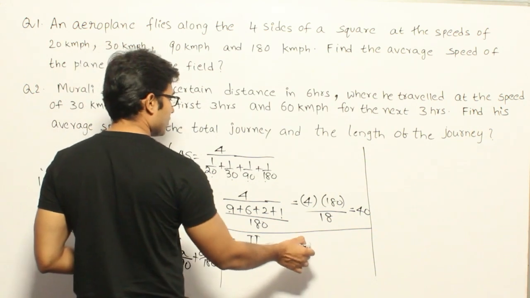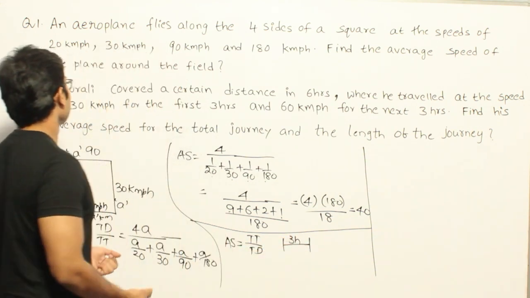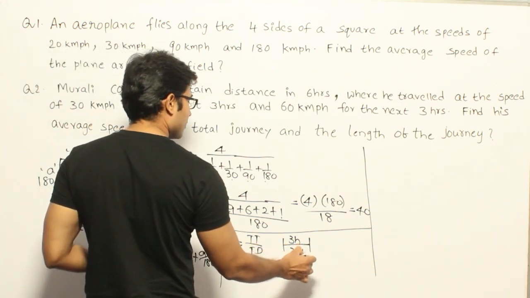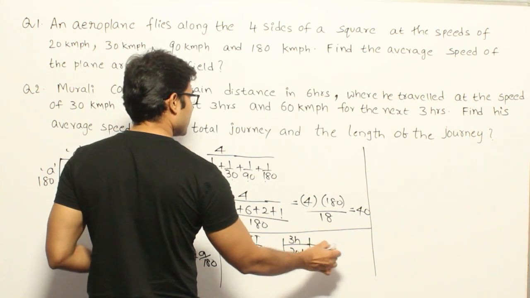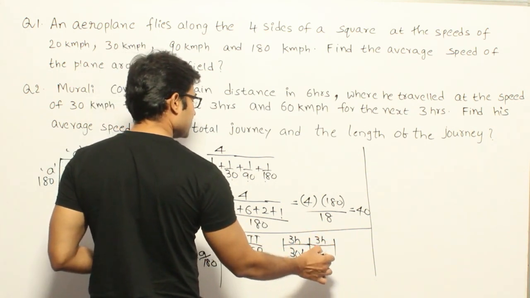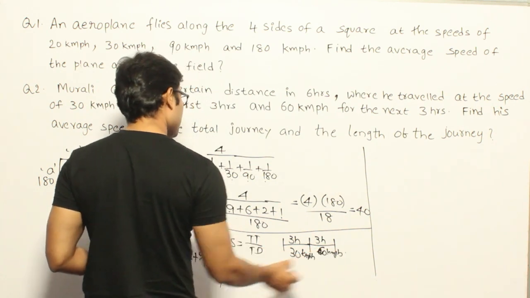Now they are saying that for the first 3 hours, he travelled at a speed of 30 kilometers per hour, and for the next 3 hours he travelled at a speed of 60 kilometers per hour, right? Now what is the total distance?